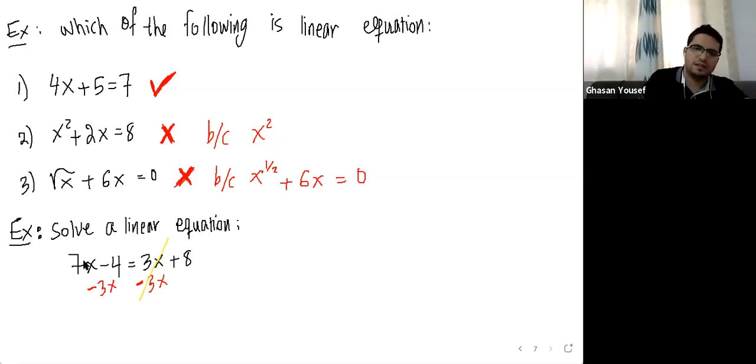Now for the other side, 7x minus 3x, what is the answer? Four x. This is correct. So the answer is 4x. So now I get 4x minus 4 equals 8. Now I need to move the number from this side to this side. What do I have to do? How can I move the number minus 4 from this side to this side?